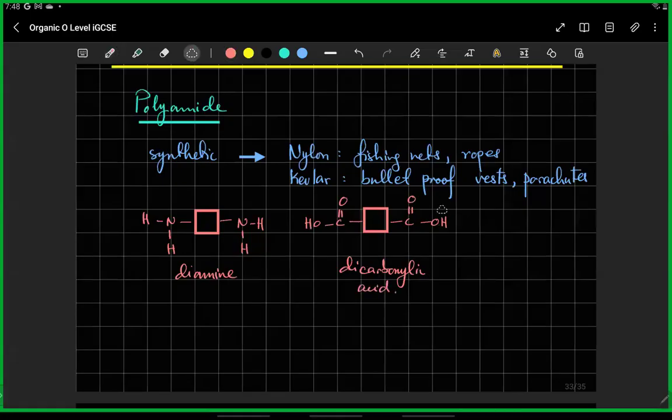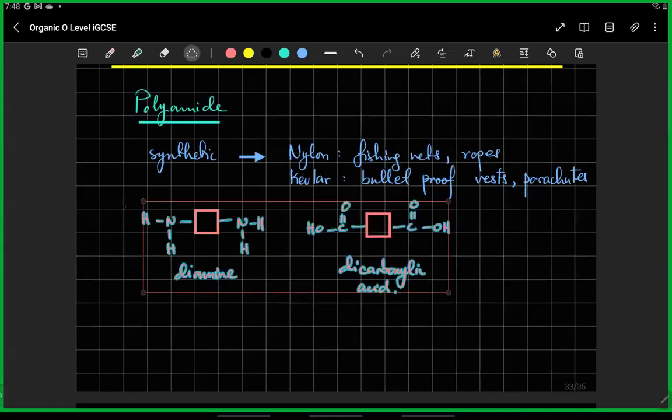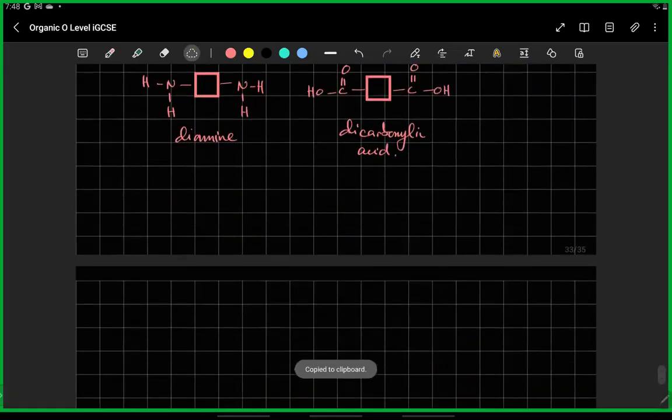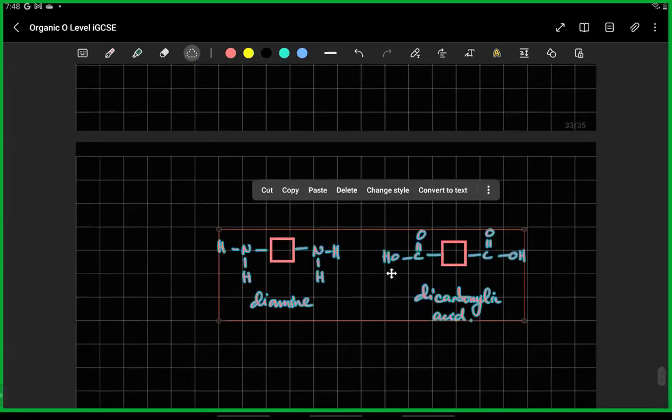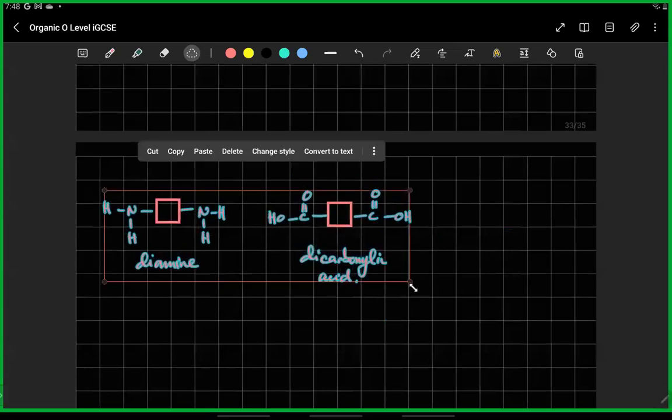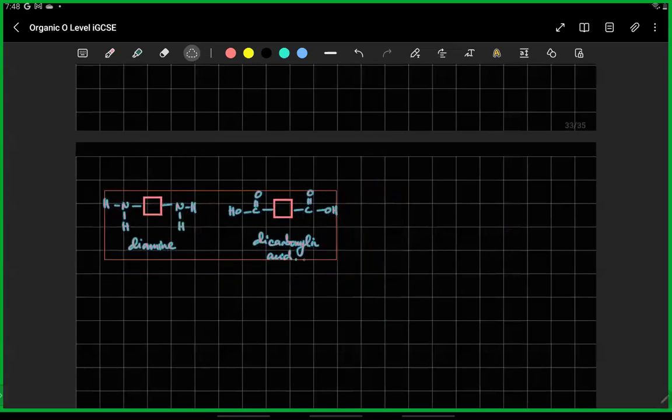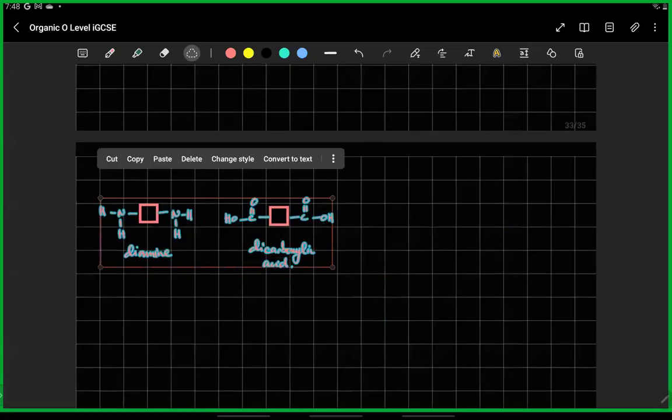Now exactly the same thing happens. ये दोनों मोनोमर्स जो है ना, ये रिपीट होंगे thousands of times. So they're going to repeat. So hundreds and thousands of them.